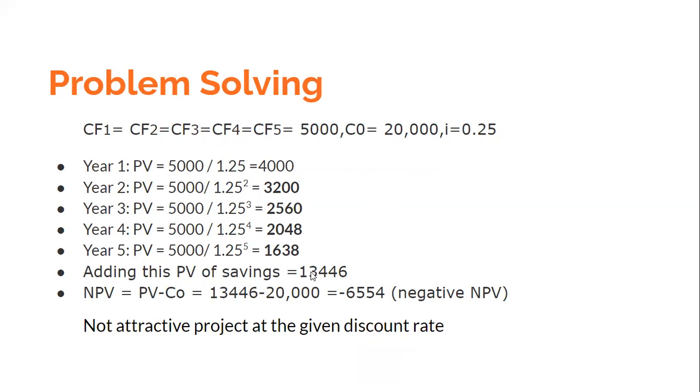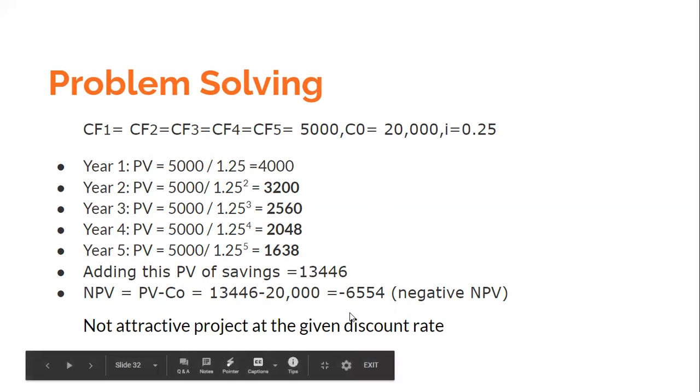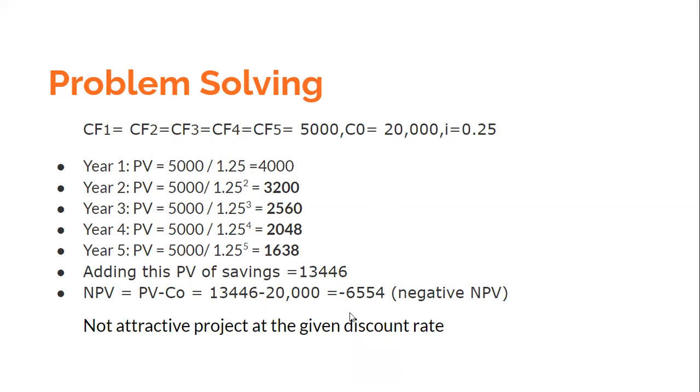And hence, because the savings is less than the initial investment, the net present value is negative. And hence, we conclude that the project is not a financially attractive project at the given discount rate. Okay, so this is how the net present value was calculated and the decision was taken based on the net present value. So this example helps us to understand how we apply the net present value.